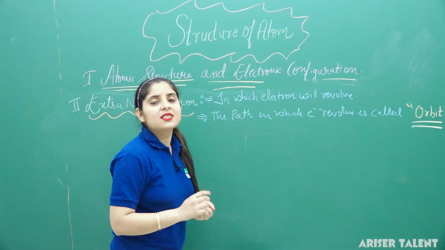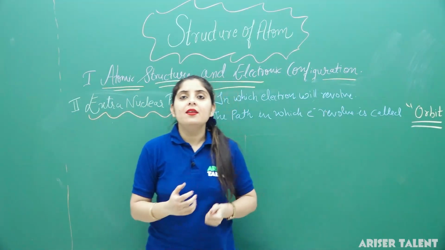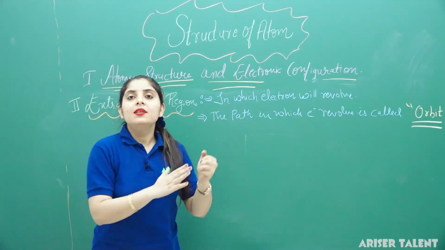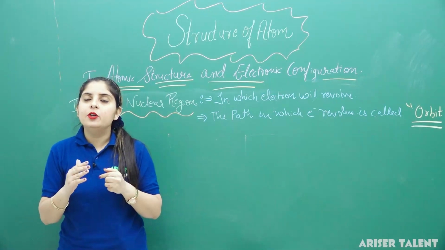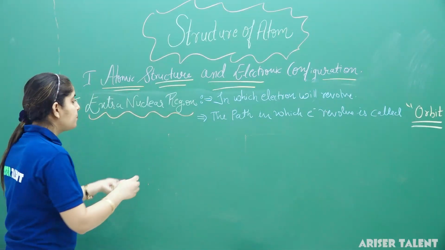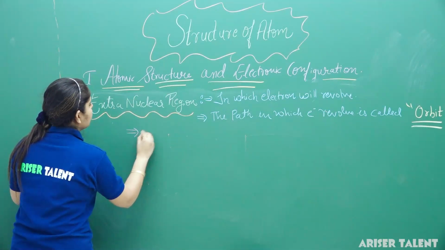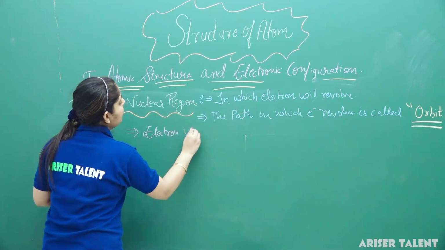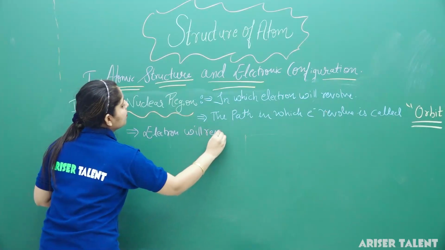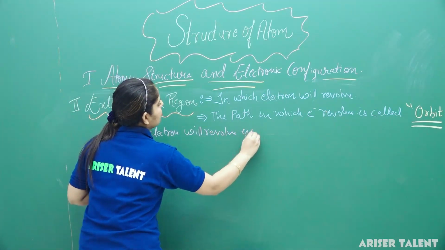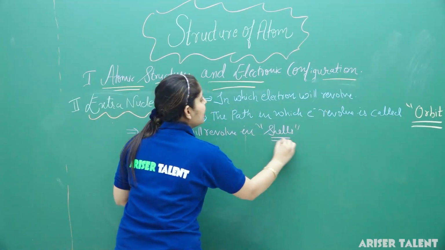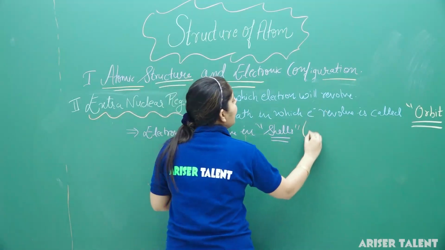Now in the extranuclear region, we may see that orbits have some sort of shells in which electrons revolve. These shells are further classified into subshells. So electrons will revolve in shells, and these shells are actually the energy levels.